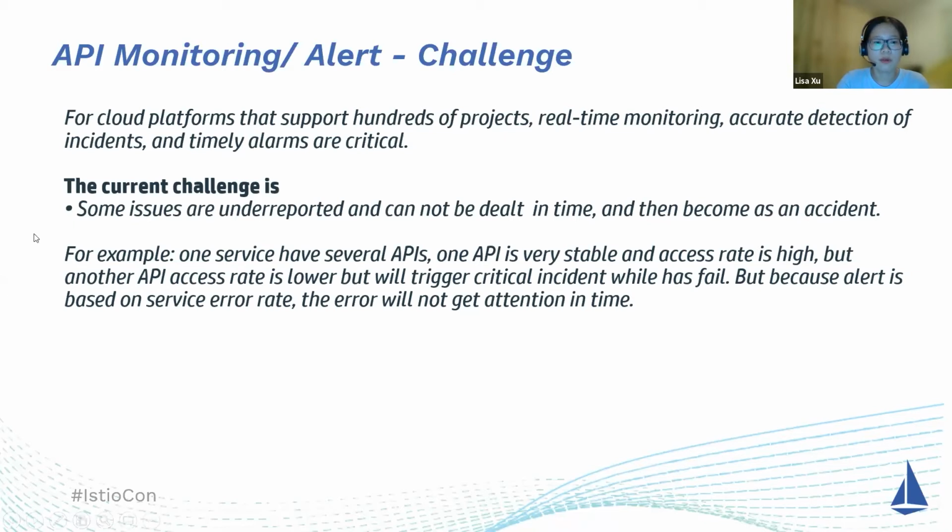One example I can show you is that we have one service, and this service has several APIs exposed for a solution to consume. One of the APIs is very stable, and the access rate is also very high and very stable. So if you are monitoring this way, it will always look very smooth. But there's also another API inside this service whose access rate is very low, but it's very critical. If this API fails, it will trigger a critical incident for the solution.